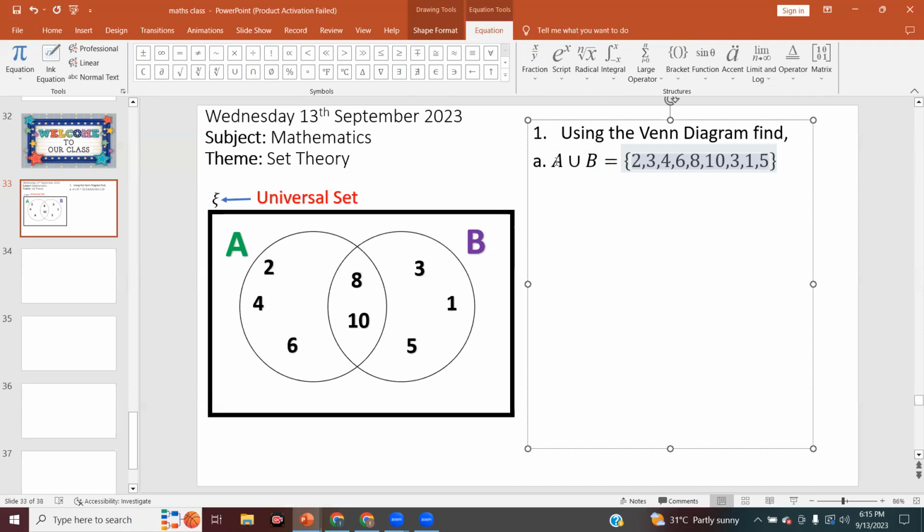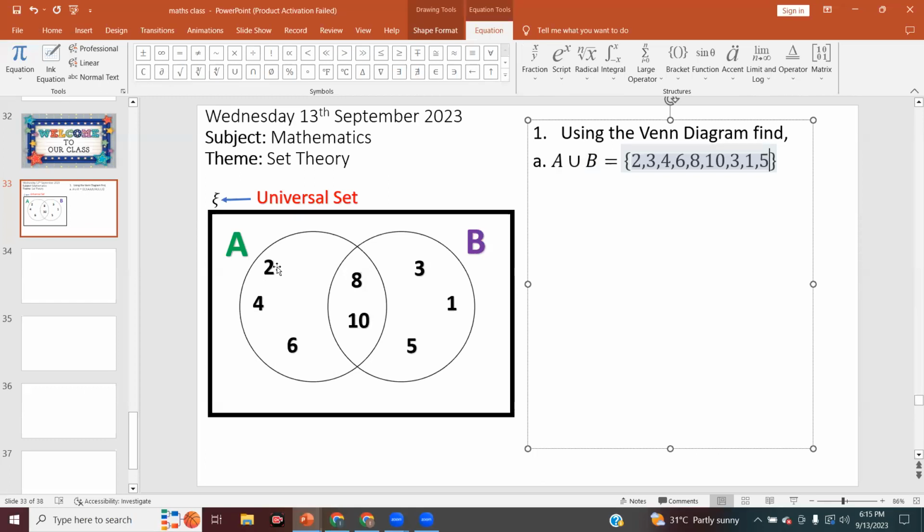Dante, what are the elements inside the union of A and B? 2, 4, 6, 8, 10, 3, 1, 5. Very good. 2, 4, 6, 8, 10, 3, 1, and 5.